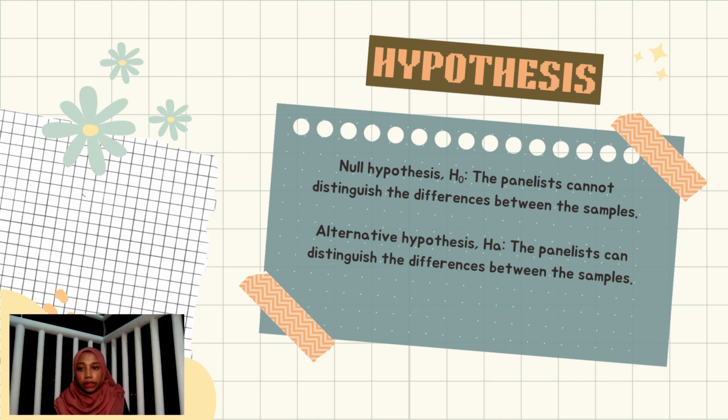We have two hypotheses. First is the null hypothesis, which is the panelists cannot distinguish the differences between the samples. And second, the alternative hypothesis, which is the panelists can distinguish the differences between the samples.